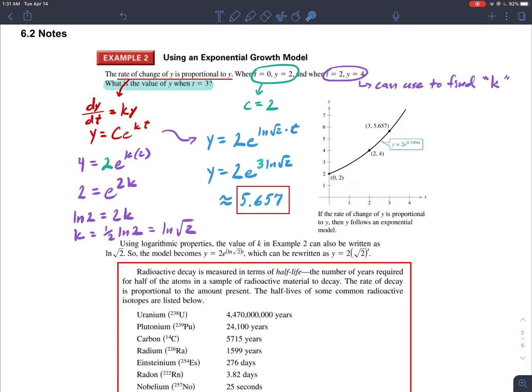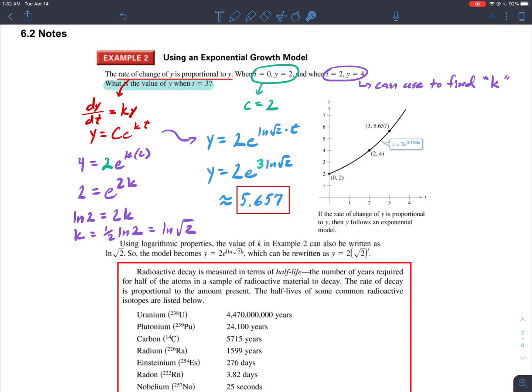The second thing I'll note is the model. They've given you the graph. It says if the rate of change of y is proportional to y, then y follows an exponential model. You've got the exponential model shown. At time 0, you've got 2. After time 2, you got 4. After time 3, we got 5.657. There it is. And they also changed the exponent k, our ln square root 2, to a decimal, 0.3466.